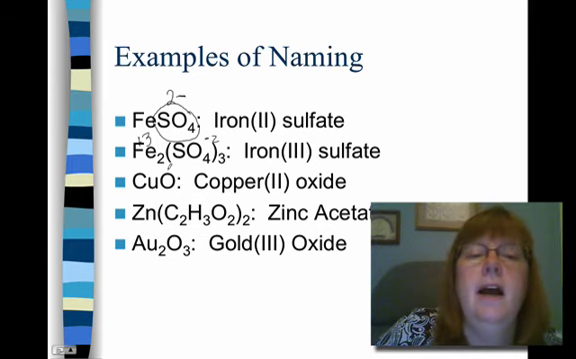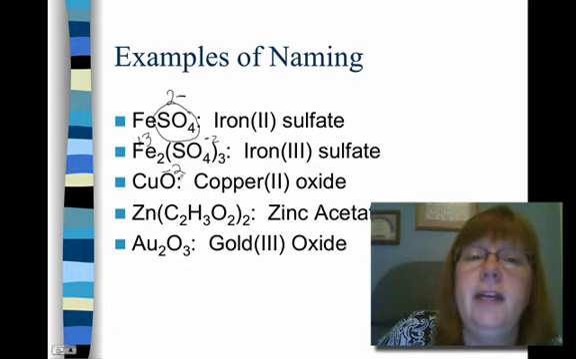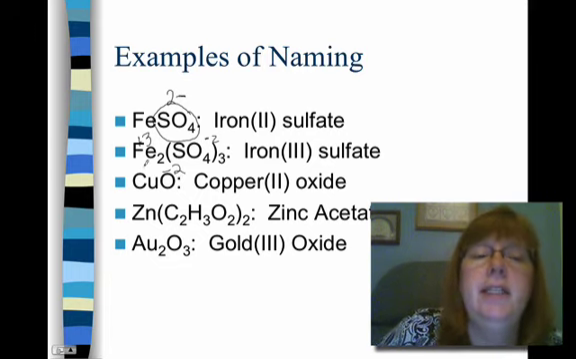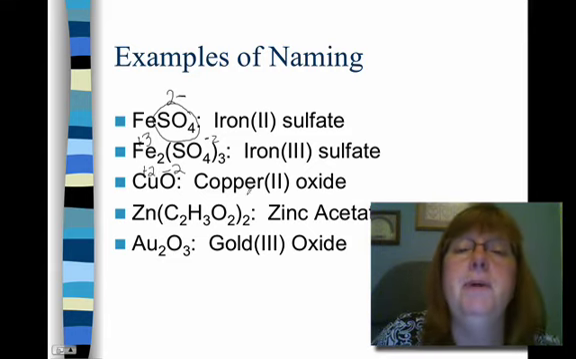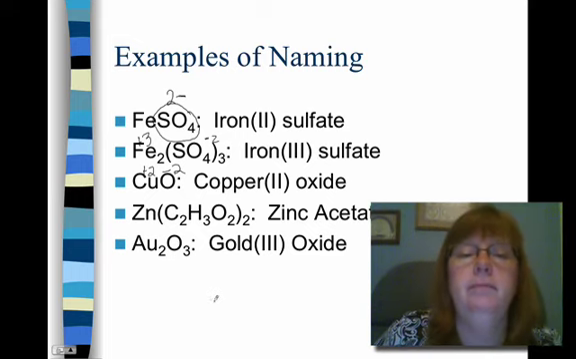All right, oxygen has a -2 charge. This copper, there's 1 copper that has to balance out that -2 charge. It must have a +2 charge. When we're naming it, it's going to be copper 2 oxide.